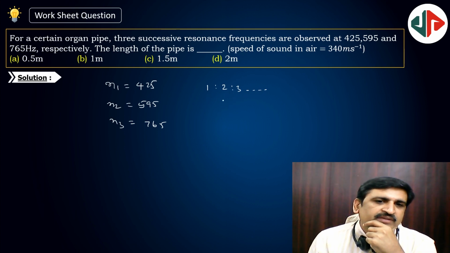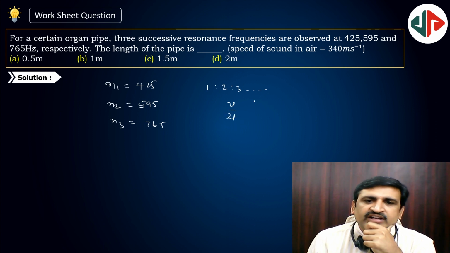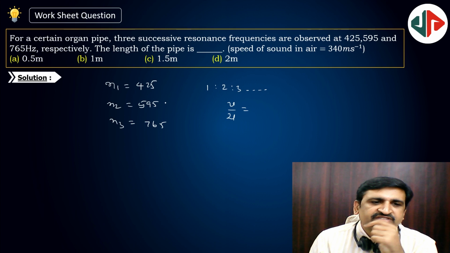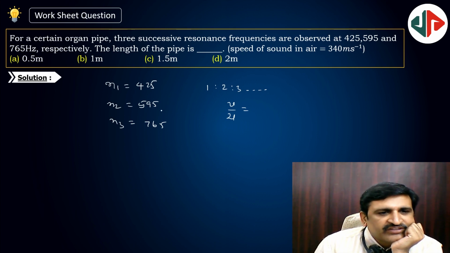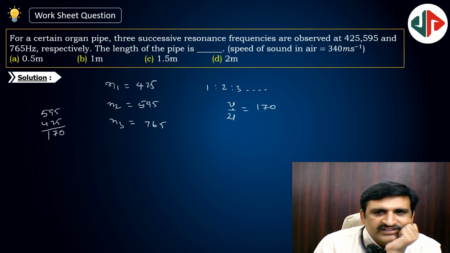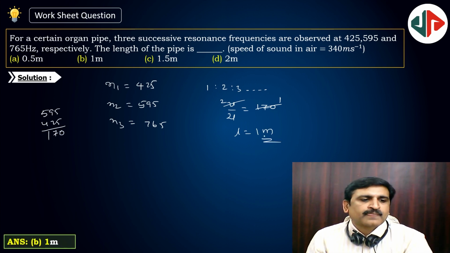The difference will always be V by 2L, isn't it? Difference will be V by 2L and V equal to 340 is given. So what is the difference? 595, 425. This is 0, this is 170, this is 340. So 340, 170 will go 2 times. 2 will go. L equal to 1 meter I have. So L equal to 1 meter.